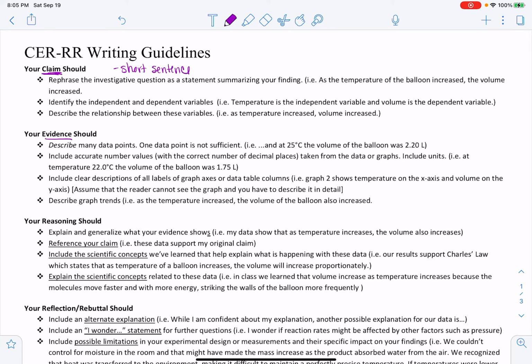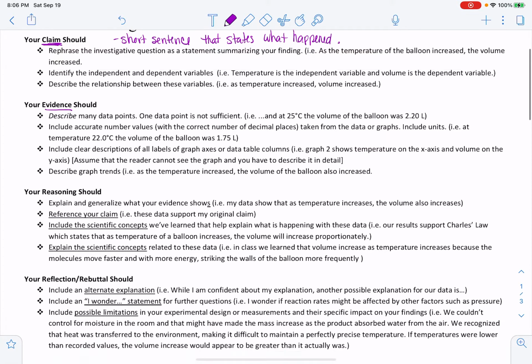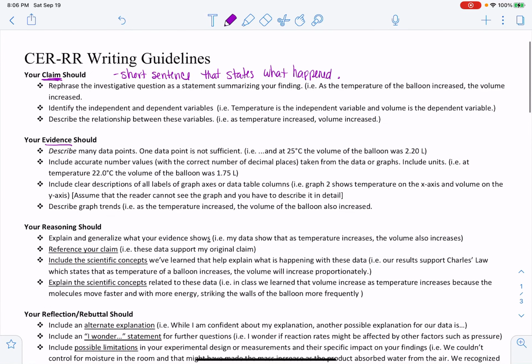It will be a short sentence that you write after you look at your data, and you're saying, well, the data is clearly pointing to something going up as something goes up. You're looking for a relationship there. So you're writing a short sentence that states what happened. And you're going to write from your data.